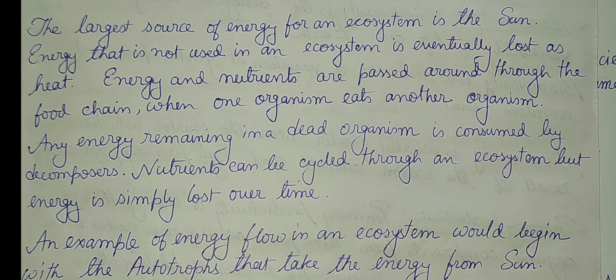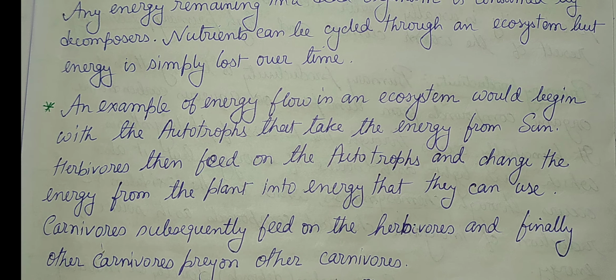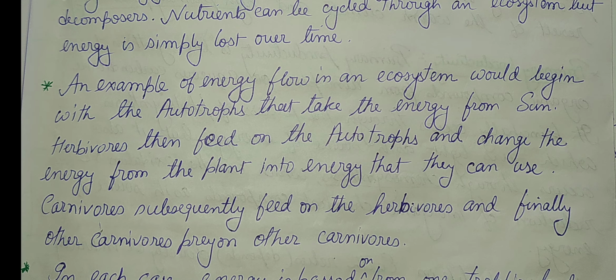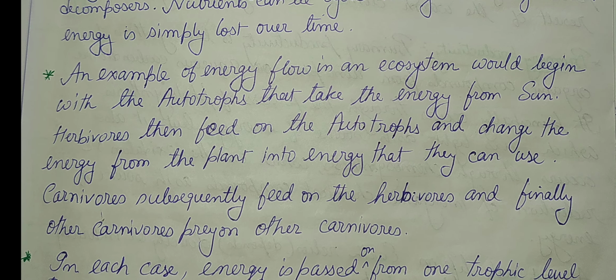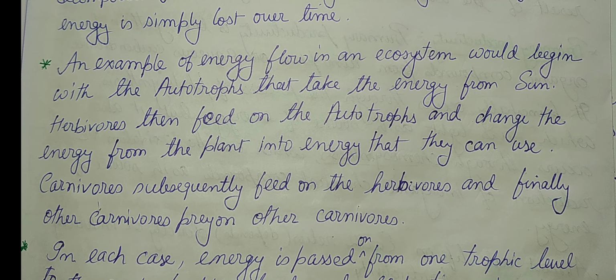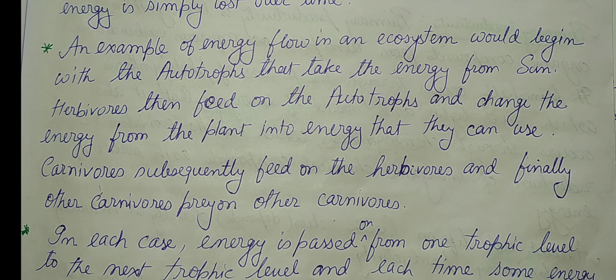Now, an example of energy flow in an ecosystem starts with the autotrophs. Autotrophs are those organisms that can make their own food. They take a small percentage of energy from the sun. Herbivores then feed on autotrophs, right, and change the energy from plant into energy that they can use. So the primary consumers feed on autotrophs, and they build up muscles and components in their body, and they store the food.